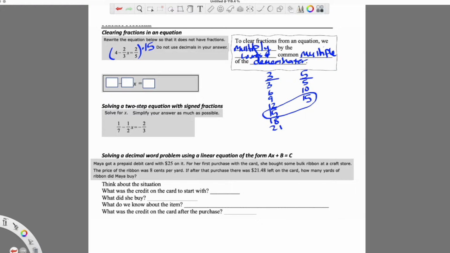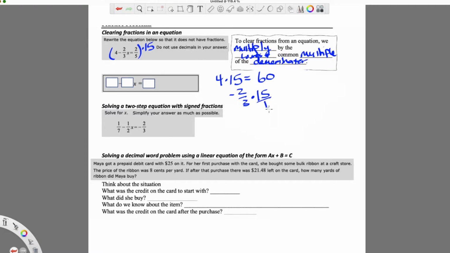Let me grab my eraser really quick and erase this so it's not in my way. All right, so 4 times 15, that's a little more straightforward. That's just 60. Then I have negative 2/3 x times 15. Remember, all numbers have a 1 underneath them, so we multiply negative 2 times 15 to get negative 30, over 3 times 1, which is 3. This gives us negative 10x.